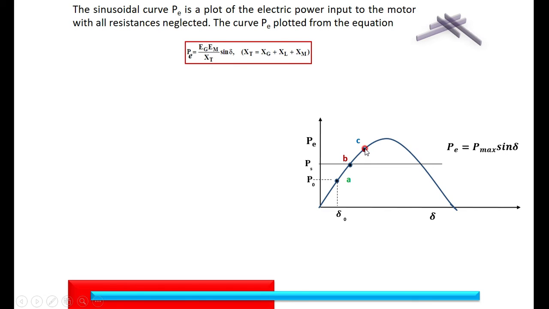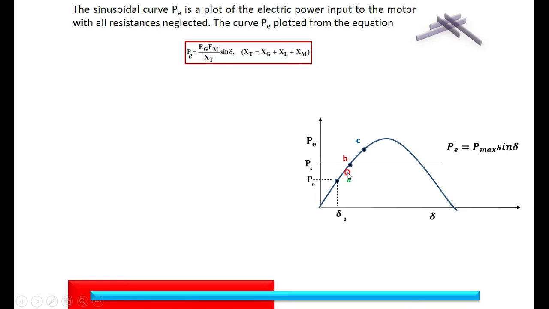At point C, you have 1500 rpm. When it is moving from C to B, the speed goes beyond the synchronous speed. Then when it is reaching point B, we are getting a maximum speed, which is greater than the synchronous speed. Once again at point B, both mechanical output and electrical input are equal. However, because of the inertia, delta goes on decreasing.